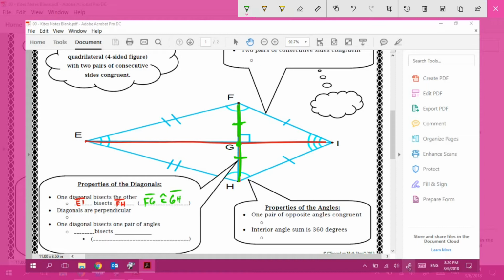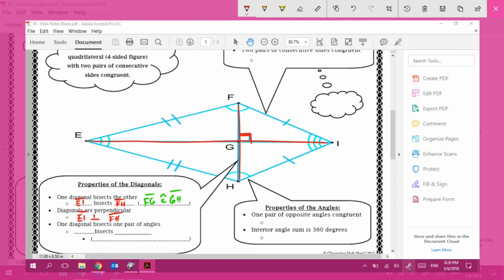All right, next up, diagonals are perpendicular. You can see that our two diagonals here intersect at a right angle. That means they're perpendicular. So I can say that EI is perpendicular to FH.